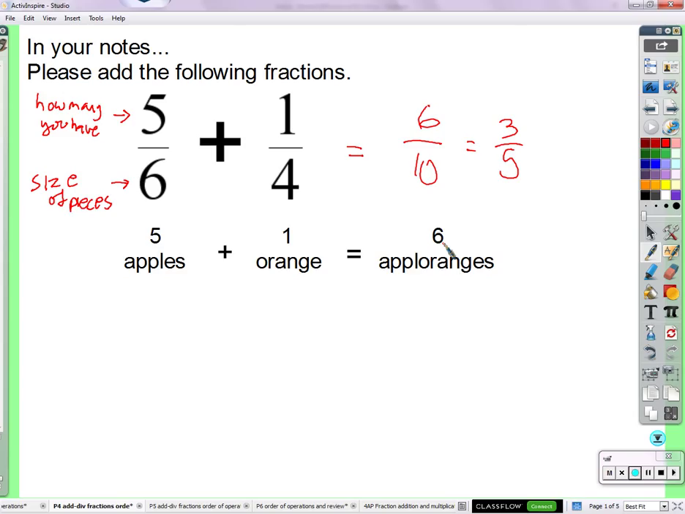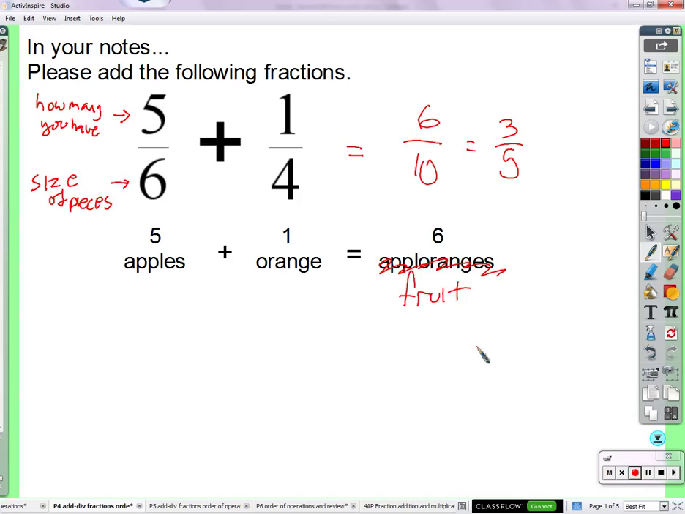Okay. Yes, Tiana. So, with the five apples and the one orange, they're a fruit. Therefore, meaning we do have six fruits. We don't have six oranges because an apple and an orange is its own thing. But we do have six fruits. We need something that they have in common. They're fruit. We could say they're six fruit.